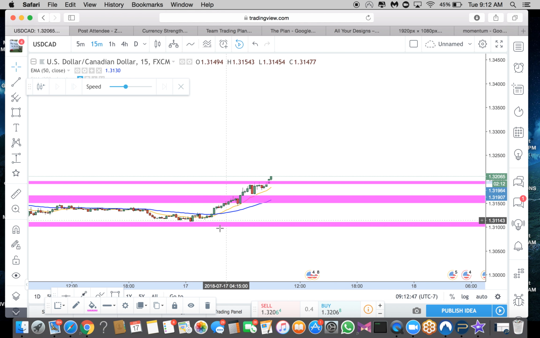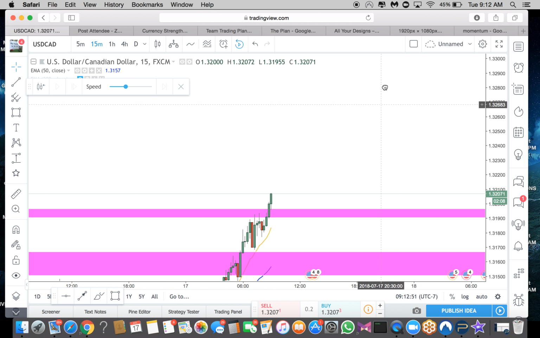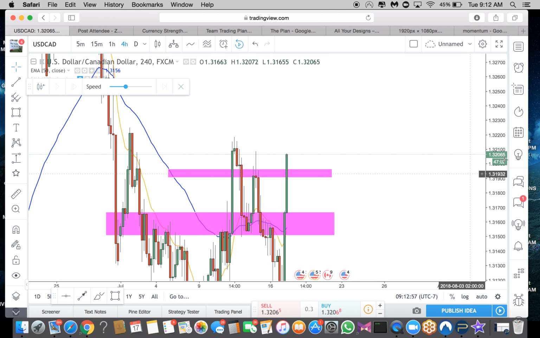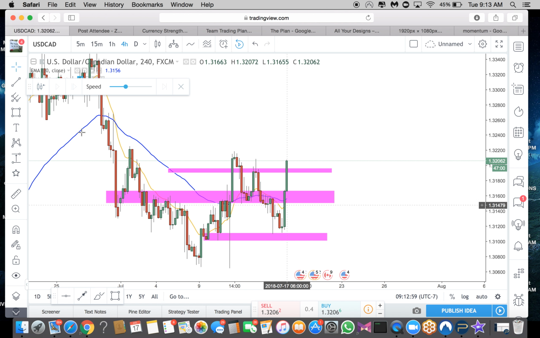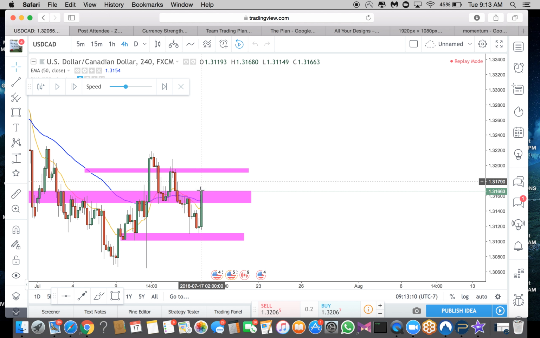What did the 15-minute do? Did the 15-minute have higher highs and higher lows? Yes. Higher highs, higher lows. Making higher highs and higher lows with the 4-hour momentum there. Today was a great morning. Today was just a great morning. Look, we blew past structure and we're in between zones.